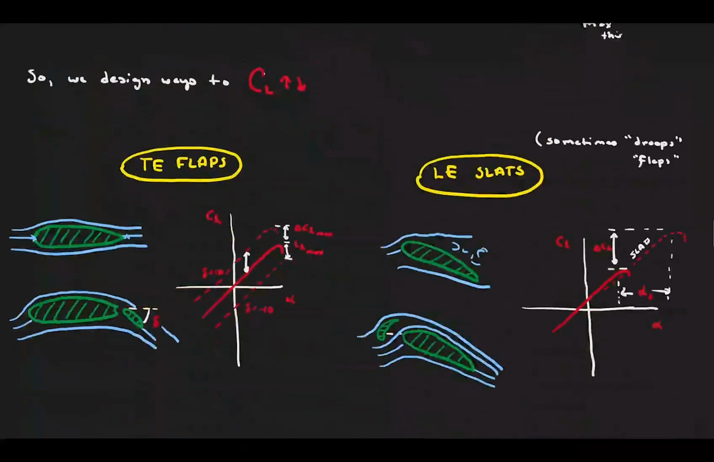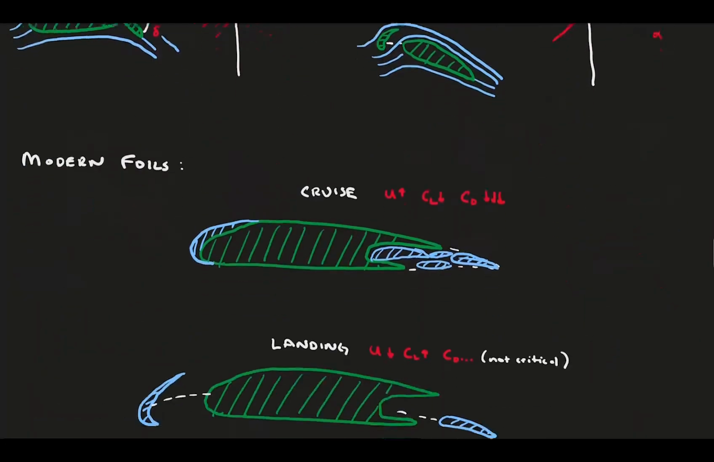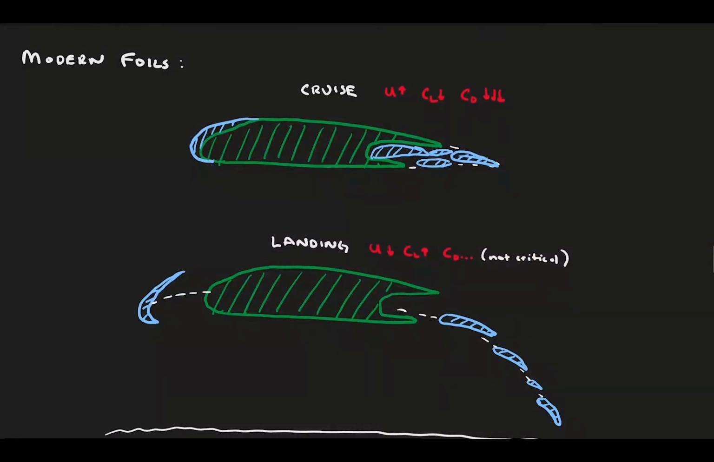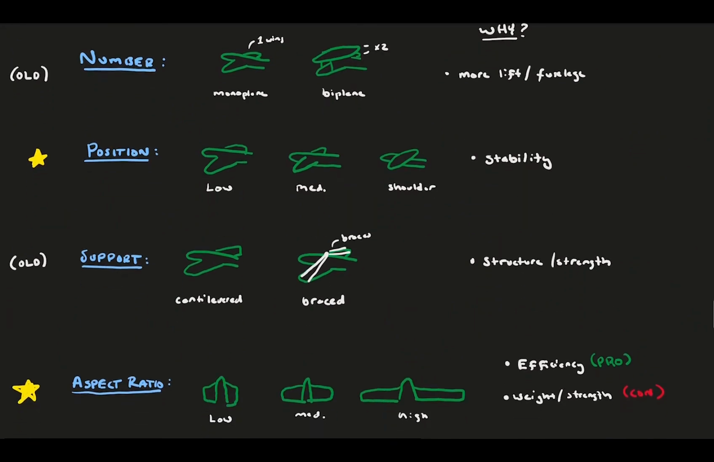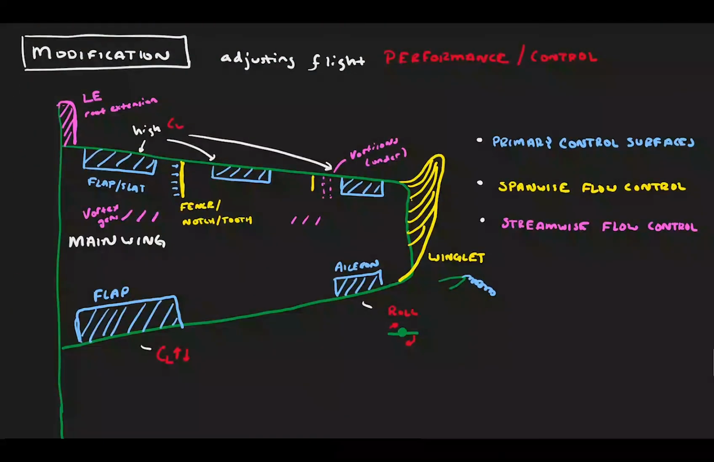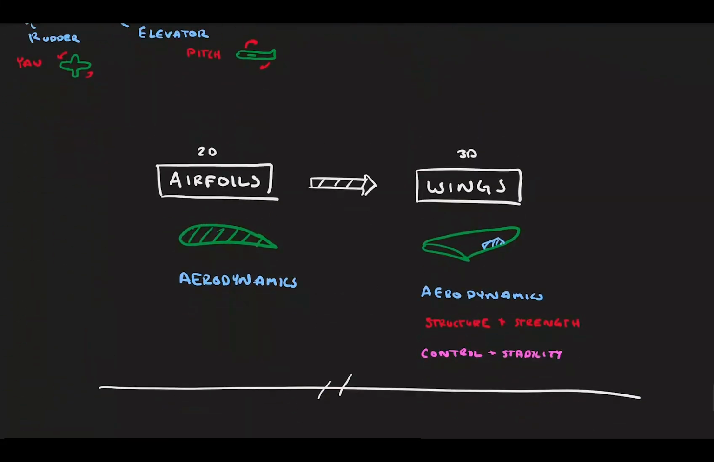Modern foils use combinations of leading edge and trailing edge devices to achieve maximum performance and control. After this, we moved to wings and considered all of the decisions you have to make when you put a wing on an aircraft. Lastly, we went over the basic anatomy of modern wings and their control surfaces. And that is the physical introduction to both airfoil and wing design.